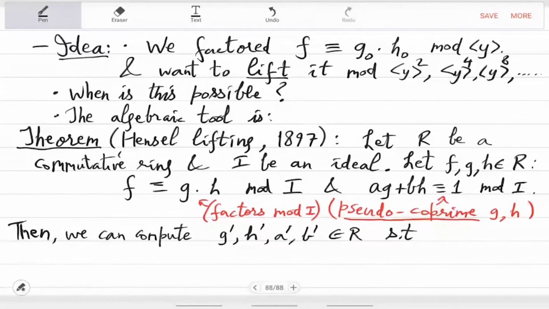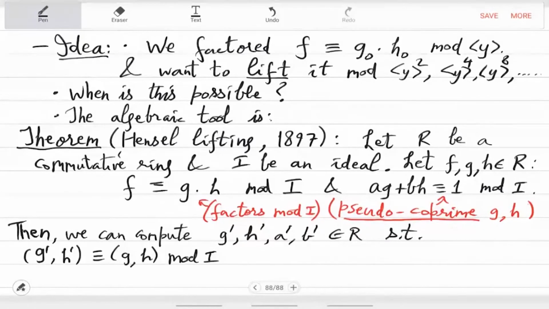in R such that, G prime, H prime, in fact let's use tuple notation, would be the same as respectively G and H mod I. Okay, this is a condition which is important for lifting, that G and G prime should look the same mod I, but different mod I square possibly. And F is G prime H prime mod I square.